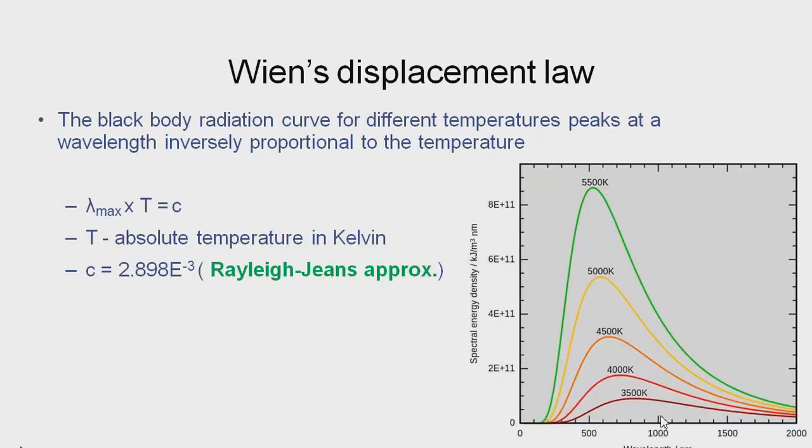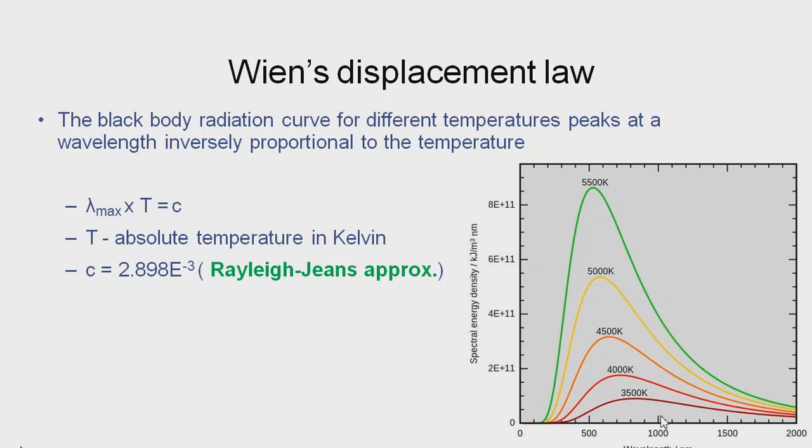Now there is the Wien displacement law. As discussed in the Planck distribution law, if we plot the graph between spectral energy density and wavelength, then it will look like the figure given. As the temperature increases, the wavelength at which maximum emissive power takes place shifts towards the left. And as per Wien's displacement law, the black body radiation curve for different temperatures peaks at a wavelength inversely proportional to the temperature. When we remove the proportionality constant, it becomes lambda maximum times T is equal to a constant.